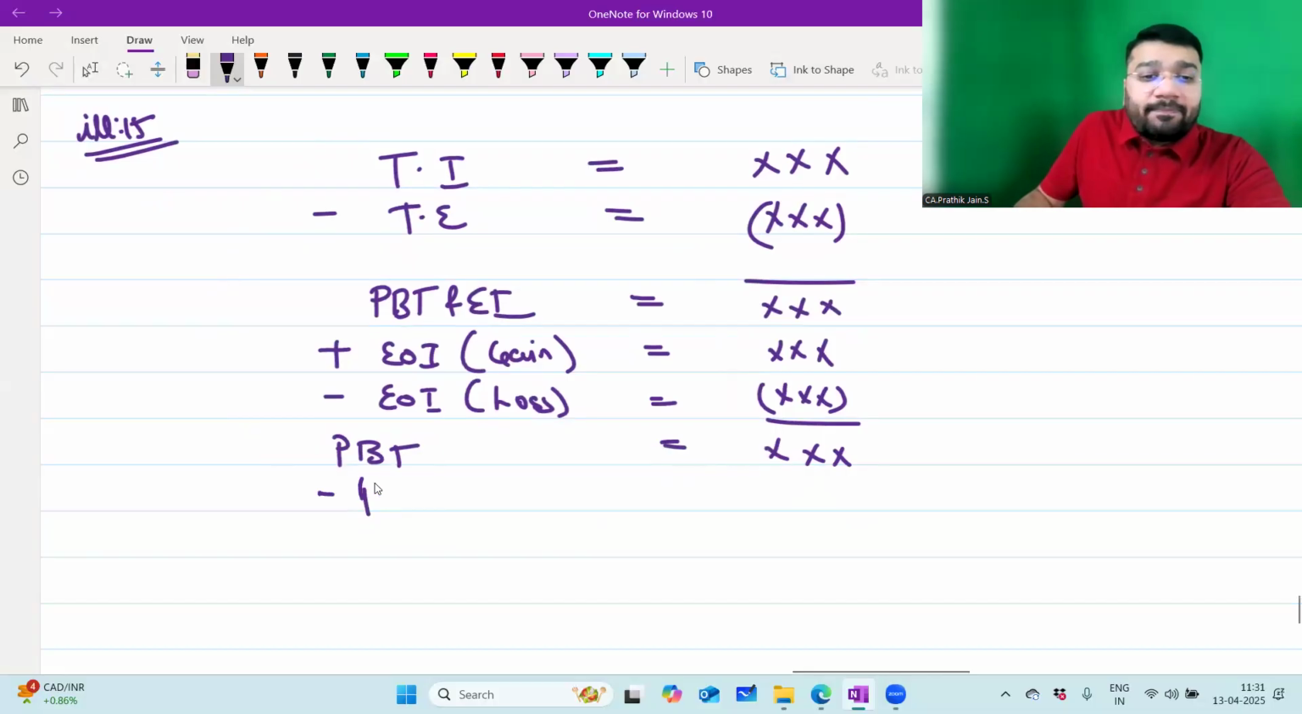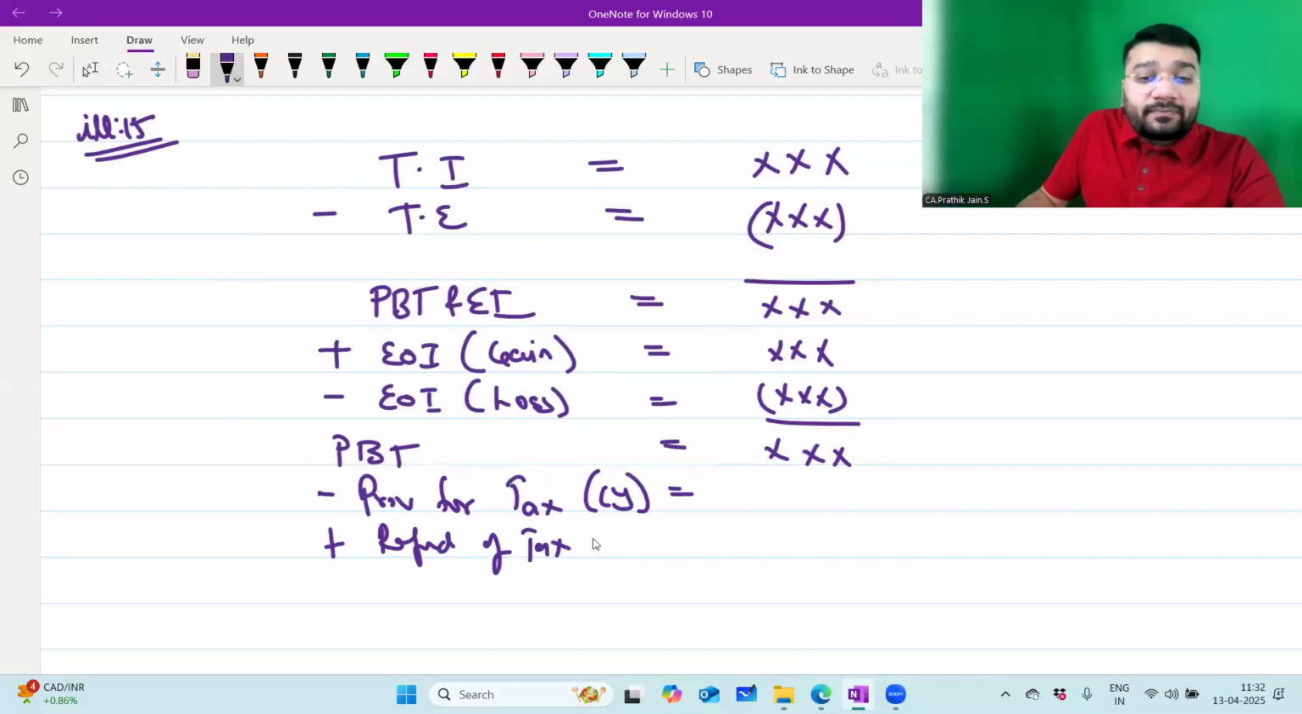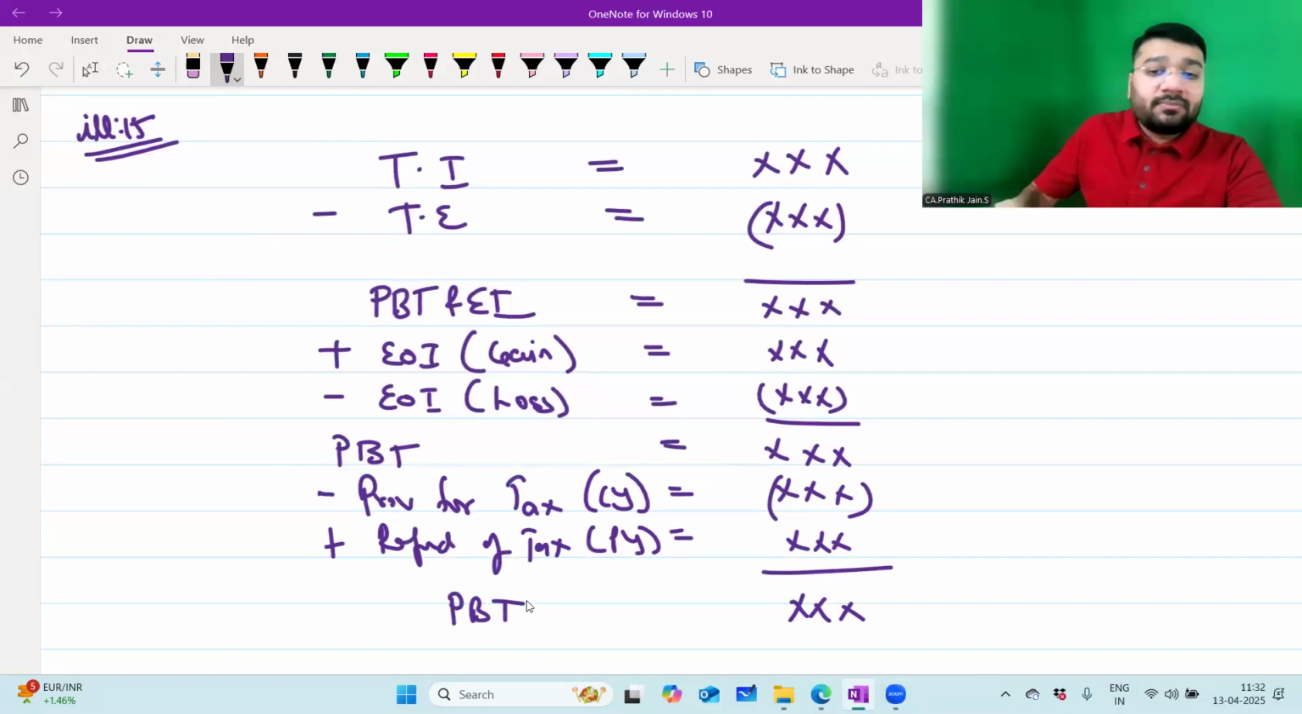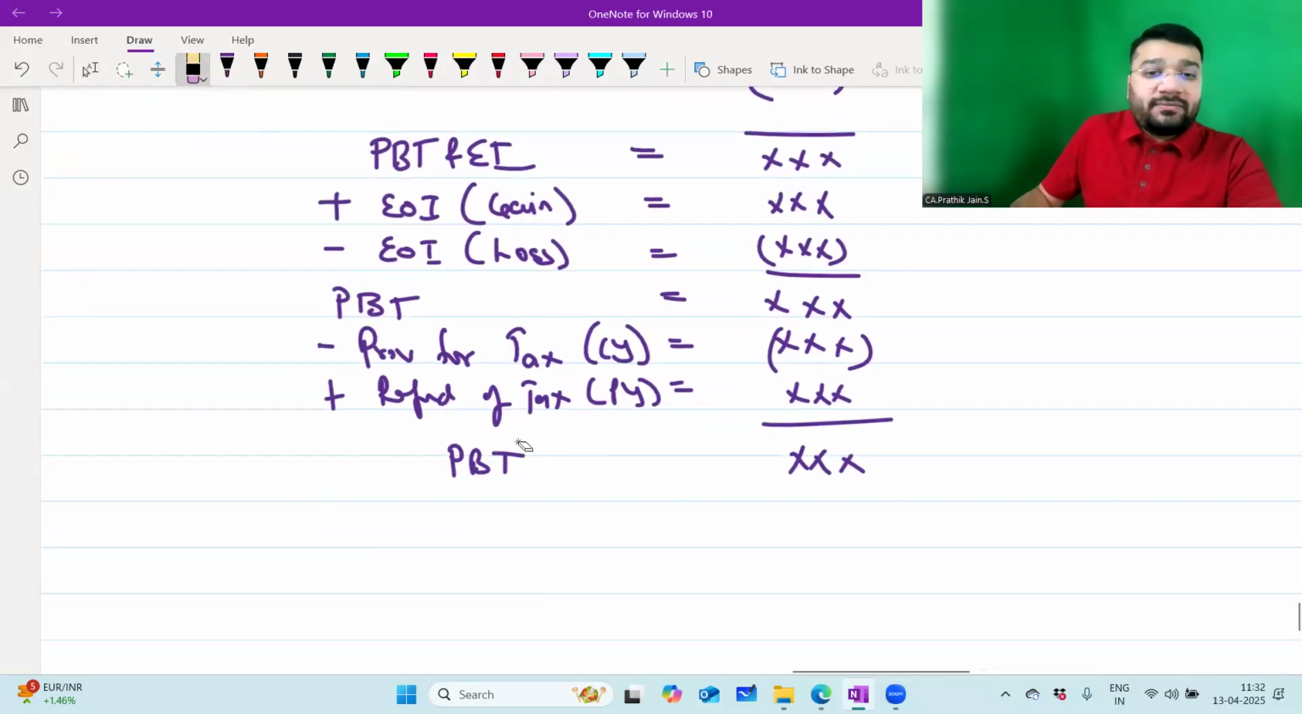So minus provision for tax, which year? Current year. Add refund of tax. Which year? Previous year. What do we get? We get profit after tax. Okay, whatever you say, I'll put. You say before also, I'll put before. After also, I'll put after.